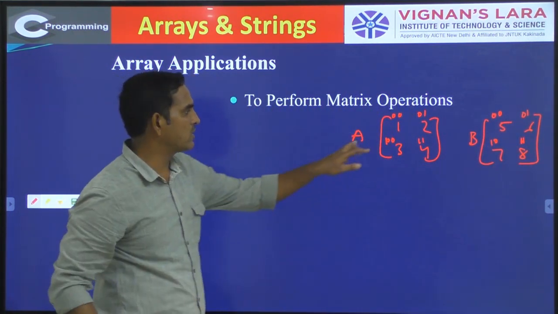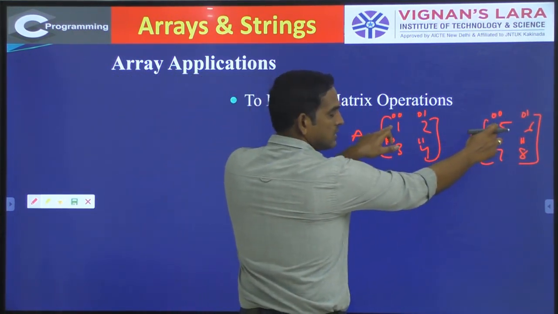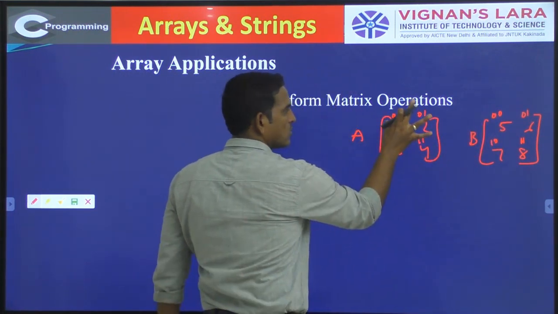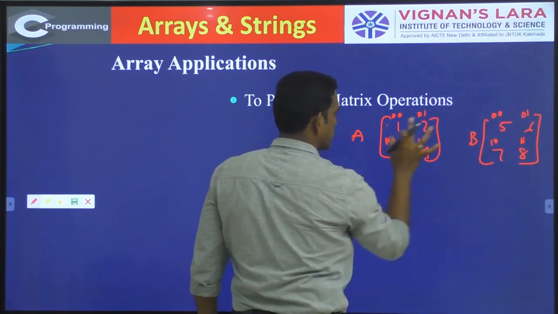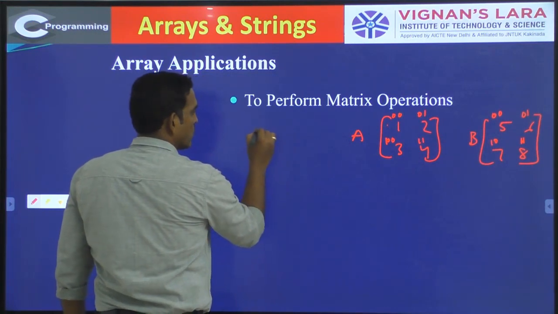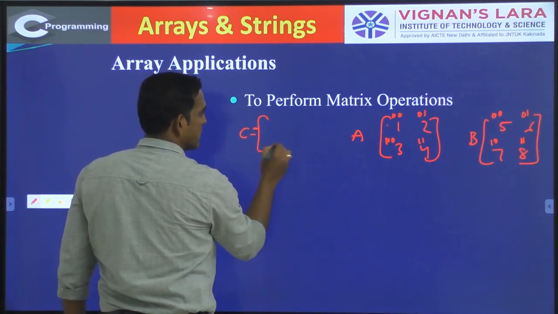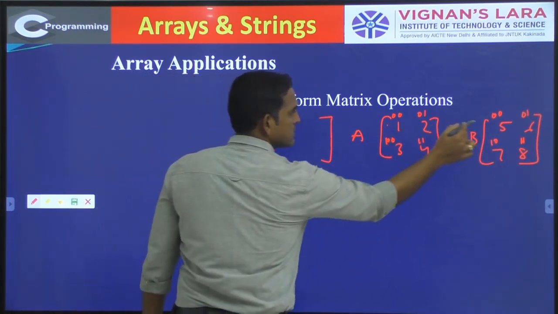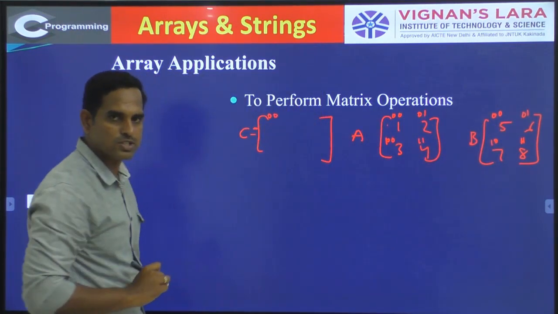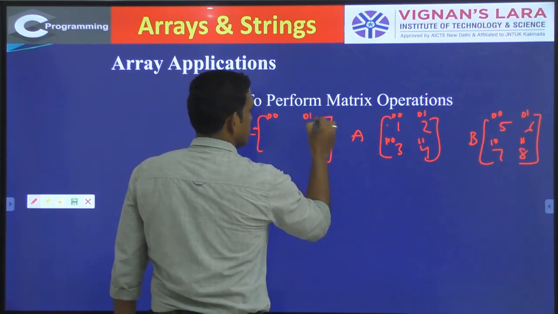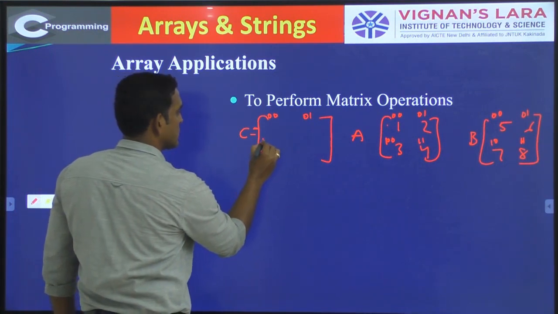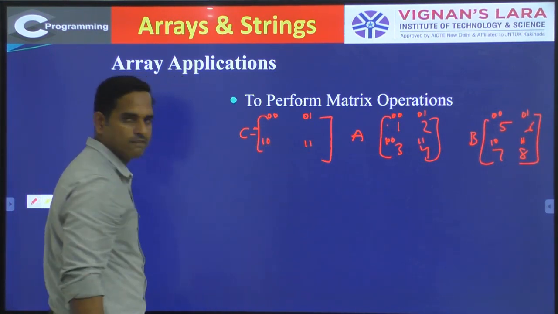I think you remember in matrix addition you have to add the values with the same subscripts, that is, you add 0 0 with 0 0, 0 1 with 0 1, 1 0 with 1 0, and 1 1 with 1 1. You have to store the result in a third matrix C. So you add A 0 0 and B 0 0 and store it in C 0 0 position, add 0 1 and 0 1 and store it in the 0 1 position, and the same is the case for 1 0 and 1 1.